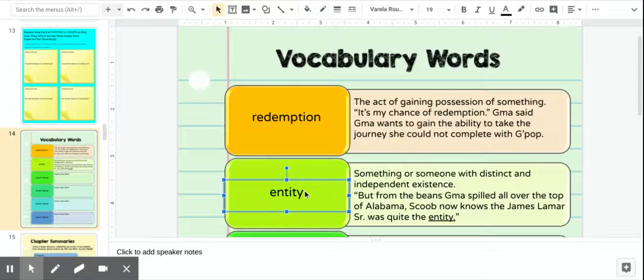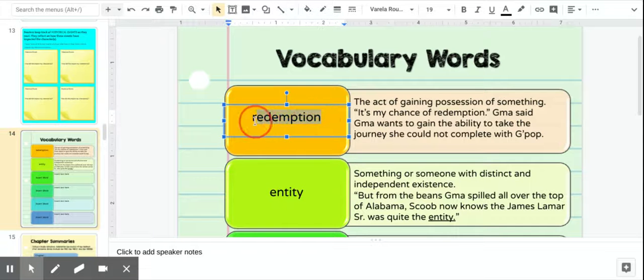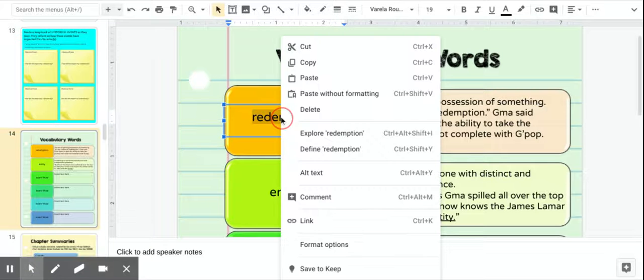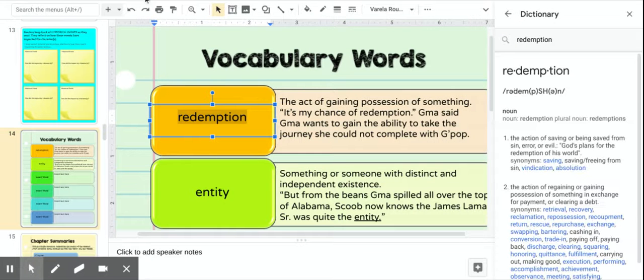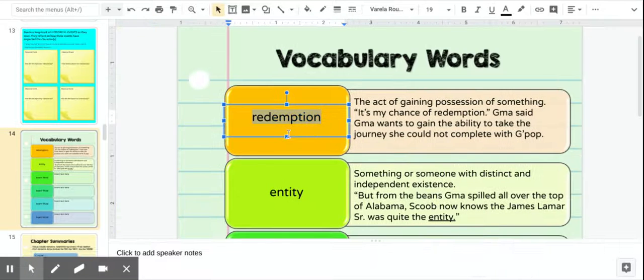So I'm going to show you that one more time. If you're putting a word in this box and you can't figure out the meaning from the context clues, I'll show you again. You're going to highlight the word. You're going to right click or double tap. Hold on, guys, I unhighlighted accidentally. Right click or double tap, and then it says define redemption. You would click on that and the definitions come up along the side to help you out. And then you would just add the sentence.